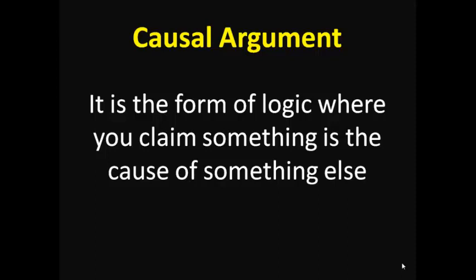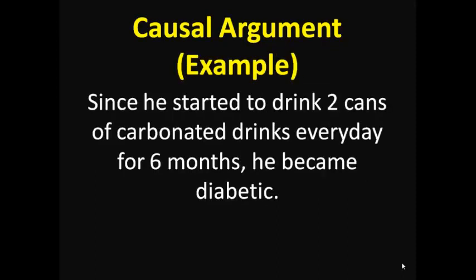The fourth one is causal argument. It is a form of logic where you claim something is the cause of something else. For example, since he started to drink 2 cans of carbonated drinks every day for 6 months, he became diabetic. So here we are trying to prove that it's the carbonated drink that has caused him to be diabetic. This will be useful if you want to prove A is the cause of B.